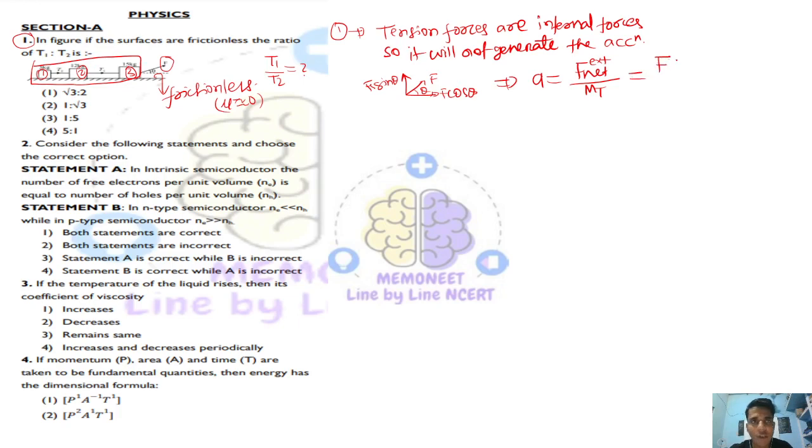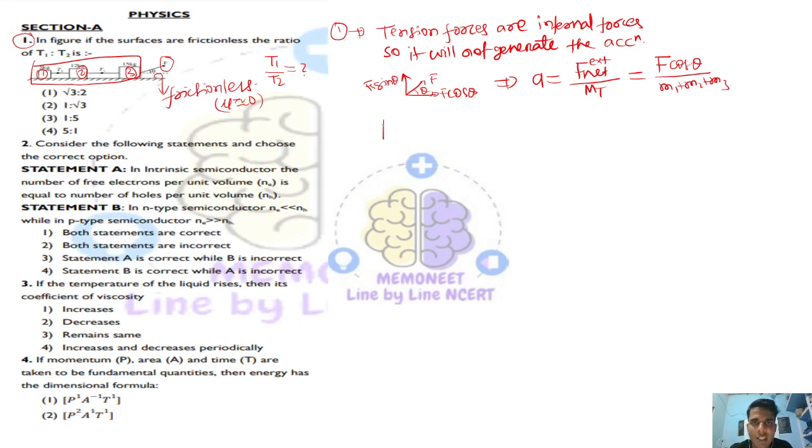In the horizontal direction, there is F cos theta. So A in the x direction is F cos theta upon the total mass, m1 plus m2 plus m3. Let's call it A. I'm just telling you for the explanation. We have to find T1 and T2.